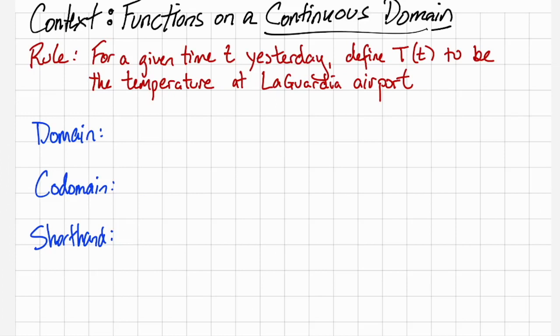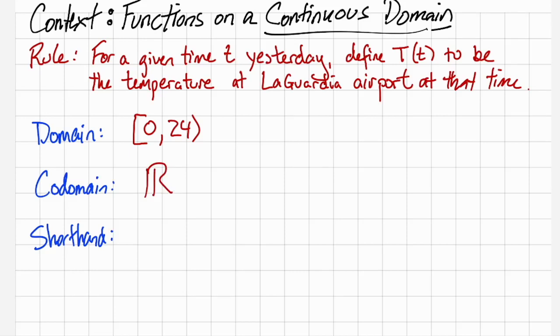Here's another example. Let's create a rule that says for a given time t yesterday, define capital T of t to be the temperature at LaGuardia Airport at that time. The domain of this function is going to be the set of all times. So maybe we can say times are written in hours, and then we have the hours between midnight yesterday and midnight today. The codomain is the set of possible values. Again, we can say real numbers.